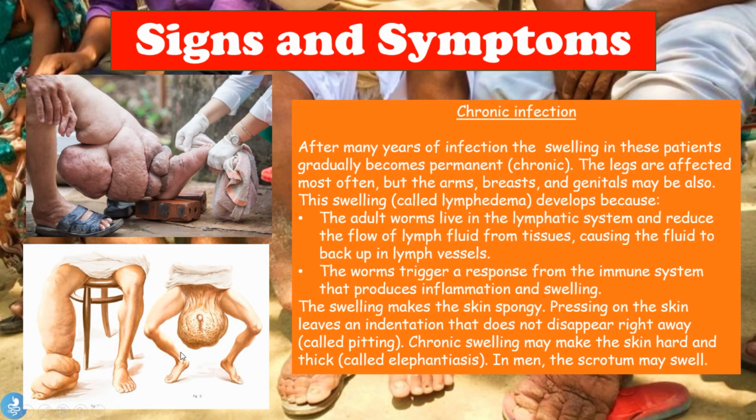And the worms actually trigger a response from the immune system that produces inflammation and swelling locally. So in these areas, there will also be an immune response which triggers inflammation and swelling. So the swelling makes the skin spongy, and pressing on the skin leaves an indentation that does not disappear right away. And this is called a pitting edema. So the chronic swelling may also make the skin hard and thick, and this is called elephantiasis. And in men, as we mentioned, the scrotum can actually swell as well.